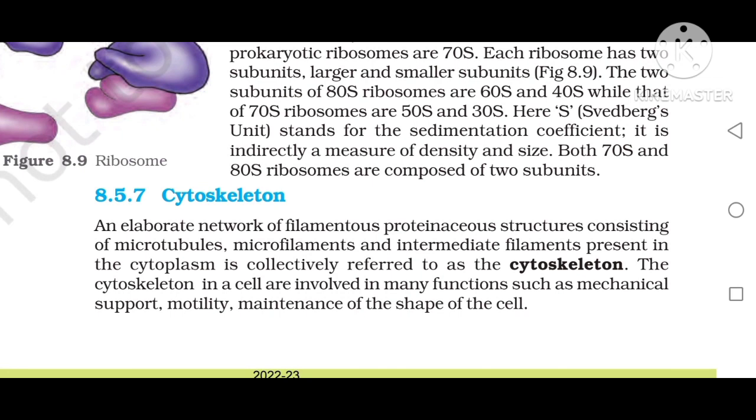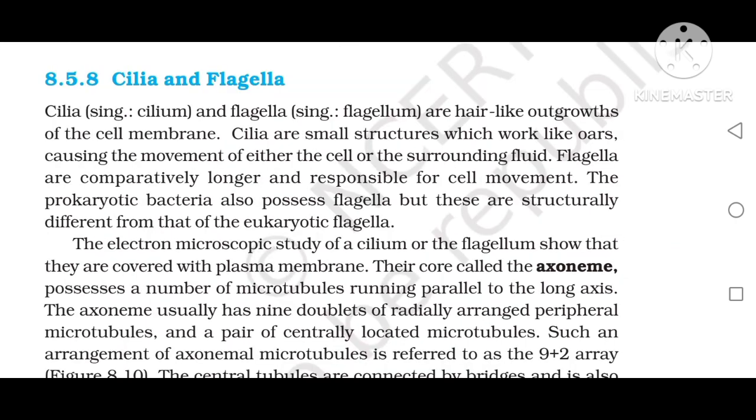Cytoskeleton. An elaborate network of filamentous proteinaceous structures consisting of microtubules, microfilaments and intermediate filaments present in the cytoplasm is collectively referred to as the cytoskeleton. The cytoskeleton in a cell is involved in many functions such as mechanical support, motility, and maintenance of the shape of the cell.